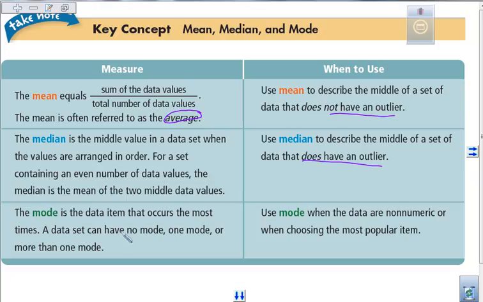The mode is a data set item that occurs the most times. A data set can have no mode, one mode, or more than one mode. We use the mode when the data are numeric or when choosing the most popular item.